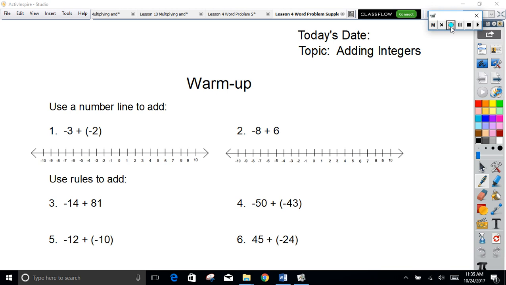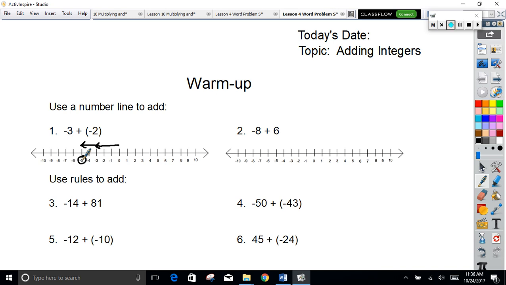Okay, where should I start? At the 0. Okay, good. So I'm going to go to -3, and then what am I going to do? You're going to add 2 more. Which way? You would go left 2 more. Okay, good. So we end up with an answer of -5.